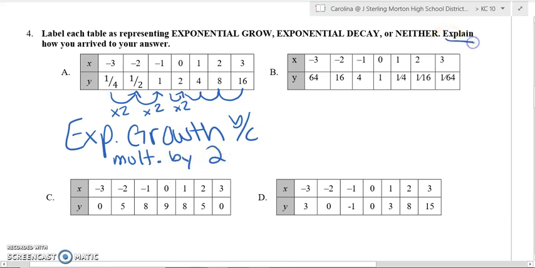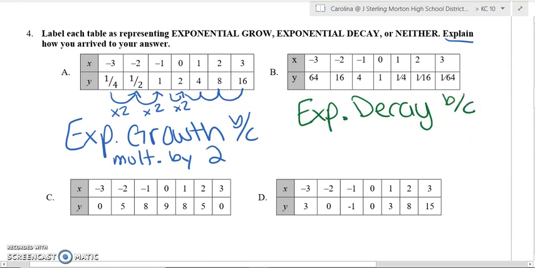Again, because I see the word explain, I do have to explain. Let me switch colors real quick so I don't get confused. All right, for B, I went from 64 to 16 to 4 to 1 to 1/4, 1/16, 1/64. So here I notice I'm decreasing. So I'm either subtracting or I'm dividing. However, when I see my numbers, I do not have a number that can be subtracted each time to get the numbers I am getting. So this one's actually dividing. So this one would be exponential decay because it's getting smaller, because it's dividing by 4.